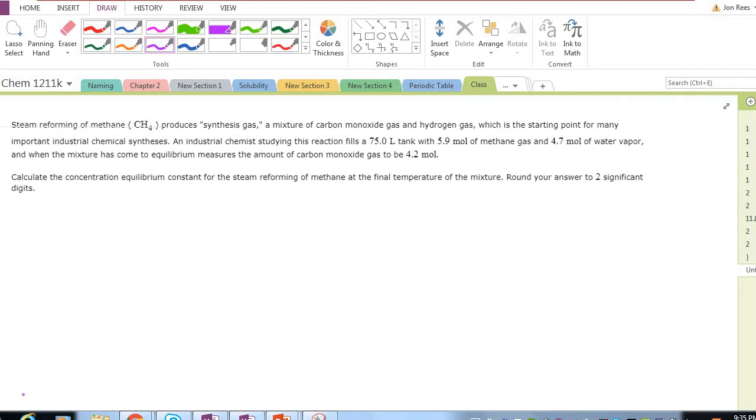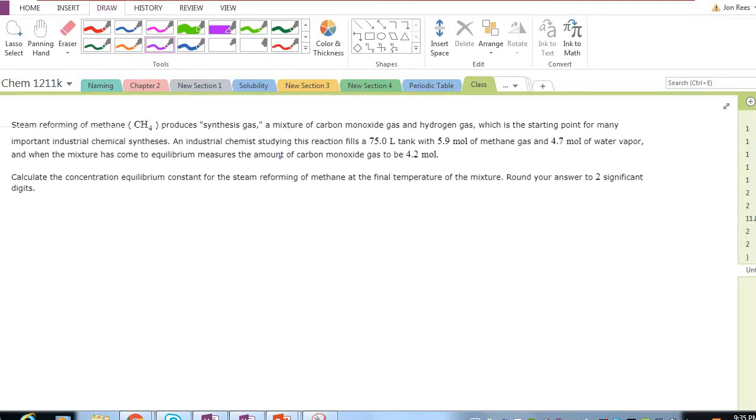Okay, here's a problem that my friend Jean wanted me to work out. It says here that steam reforming of methane produces synthesis gas, a mixture of carbon monoxide and hydrogen, which is the starting point for a lot of things in industry.